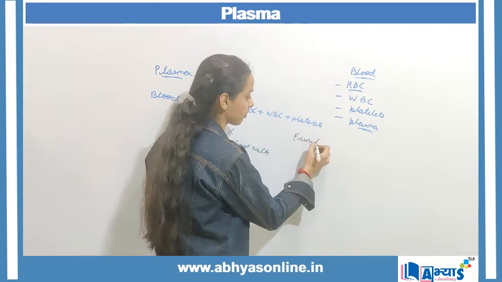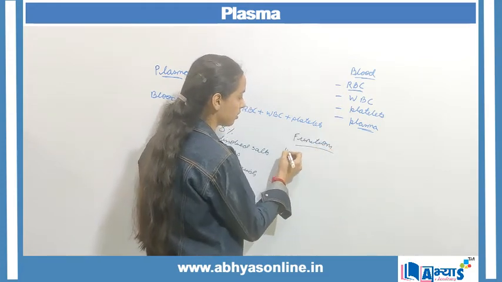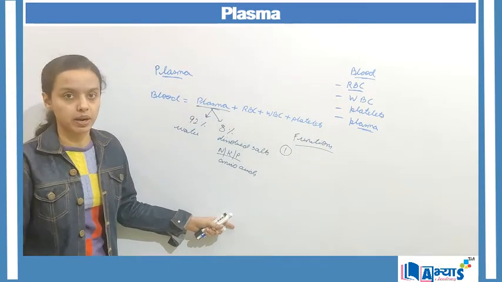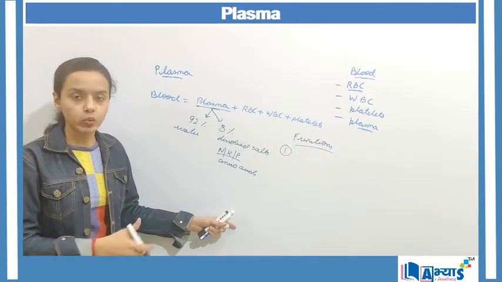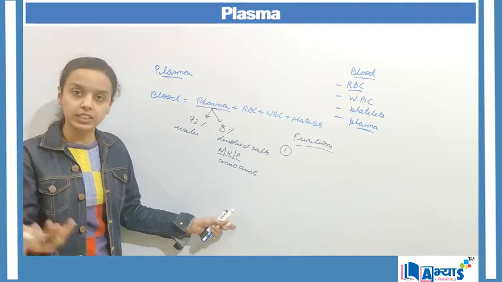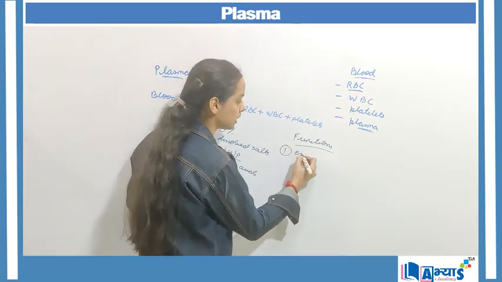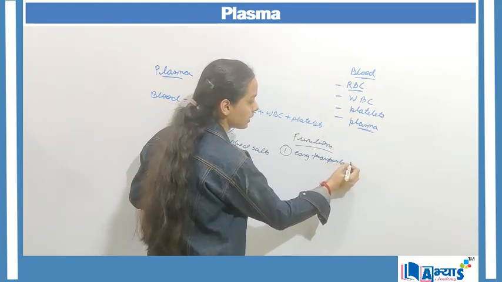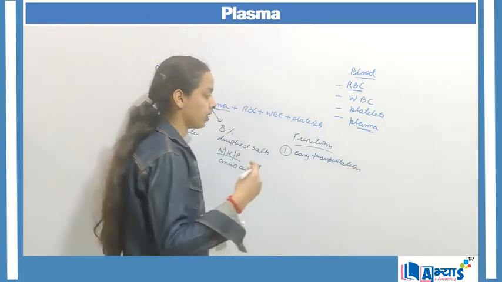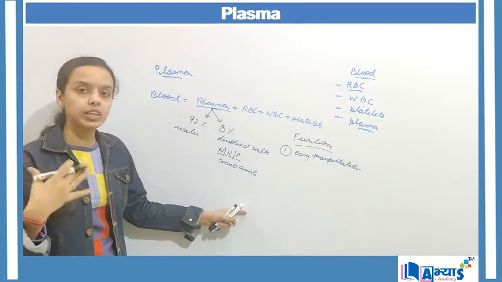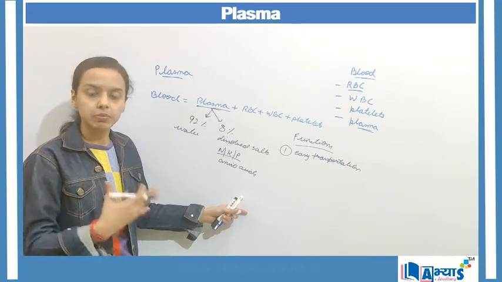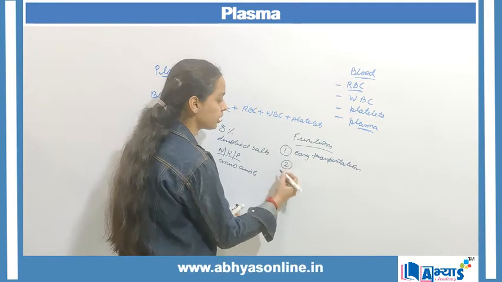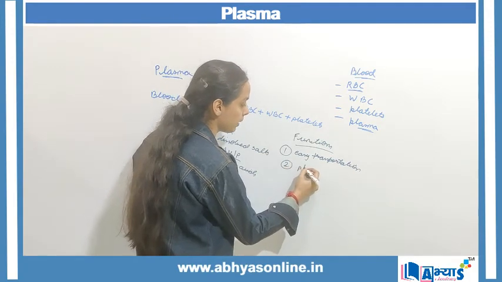Now that we have discussed the composition and definition of plasma, we can discuss the important functions of plasma. The first function of plasma basically includes transportation. Because plasma is a liquid in nature and liquid substances easily flow, this helps in the easy transportation of various substances in the blood. The transportation has become easier because the plasma is present in the blood in the liquid state.